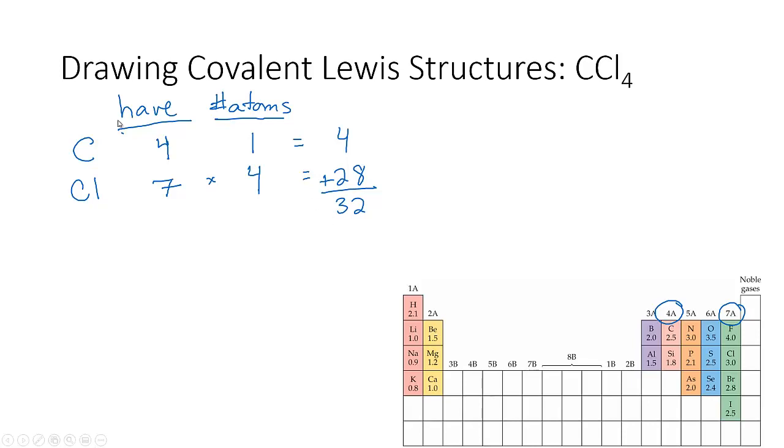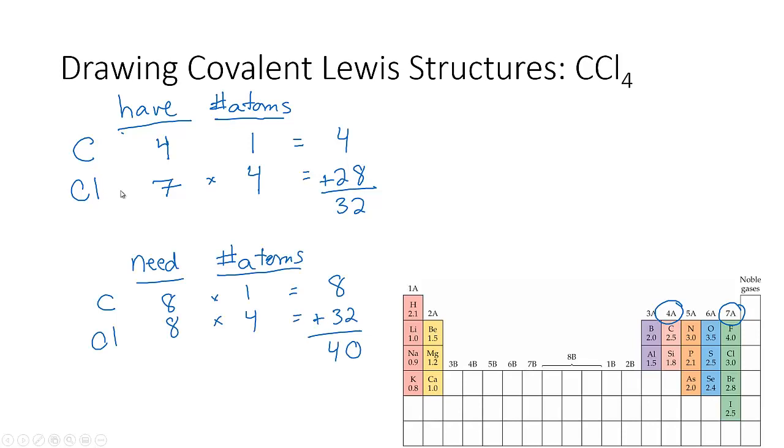Now, how many do I need? Remember, hydrogen wants to have 2, the other atoms want to have 8. So each of my carbon and my chlorine wants to have 8 electrons in order to be happy. So carbon, 8 times 1 gives me 8. Chlorine, 8 times 4 gives me 32. So I have a total of 40 electrons that I need to place on these. So I need to have octets that are satisfied, and that's kind of what need is referring to.